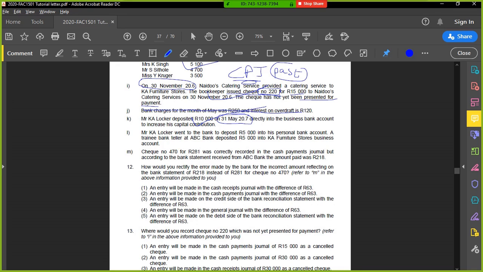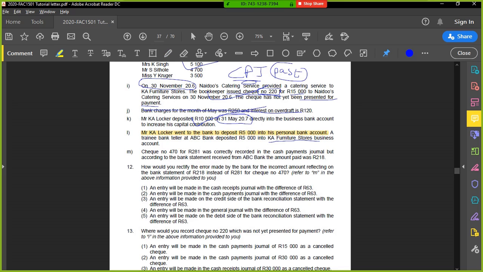K. Locker went to the bank to deposit 5,000 into his personal bank accounts. A trainee bank teller at ABC Bank deposited 5,000 into KA Furniture Store's business account. Thoughts? There's 2 different transactions taking place. Is that right? No, there's not 2 different transactions. There's one transaction, but it wasn't captured correctly. Which is the correct transaction? His personal account. Very good.